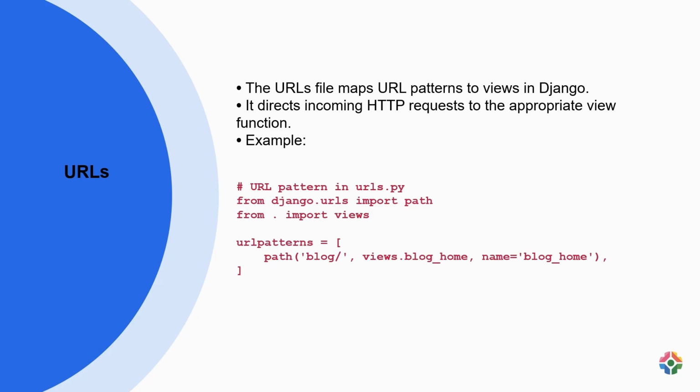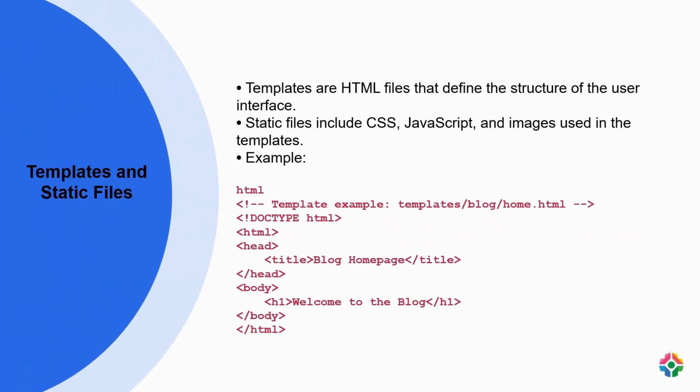The name parameter in the path method assigns a unique name to the URL pattern for ease of reference within the Django project. Templates are HTML files that lay out the user interface structure, while static files like CSS, JavaScript, and images support the templates. For instance, a blog might have a template, e.g., home.html, containing HTML code defining the blog homepage structure with a header that says, "Welcome to the blog."